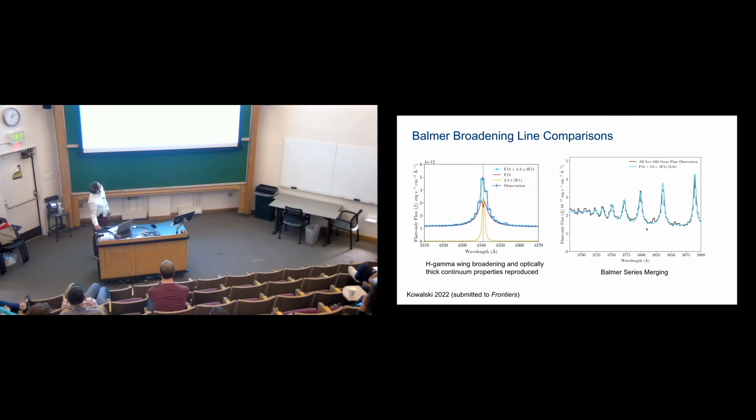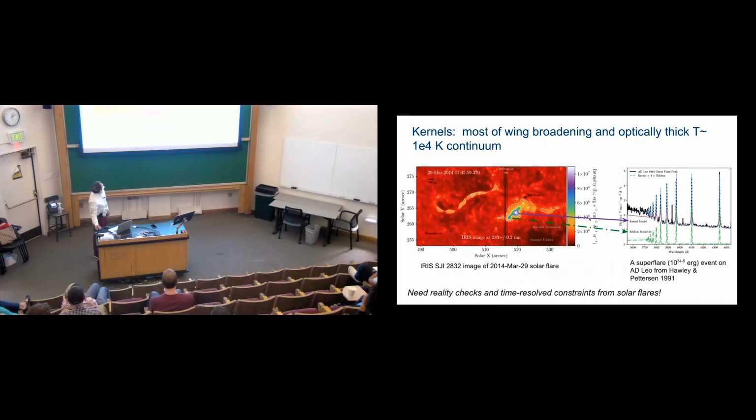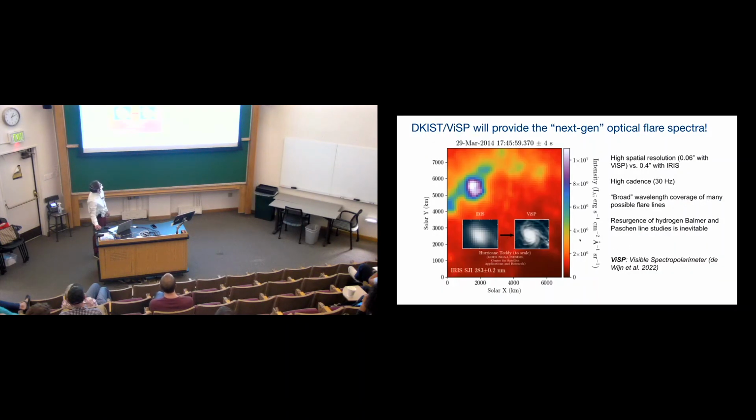And then the Balmer series merging. Pretty good matches here. However, we need reality checks. And our reality checks will be the DKIST. We want to put our slit along a flare ribbon. We want to determine if the very broad H-gamma profiles and continuum come from the compact kernels, and the more diffuse ribbon emission produces the narrow line H-gamma emission.